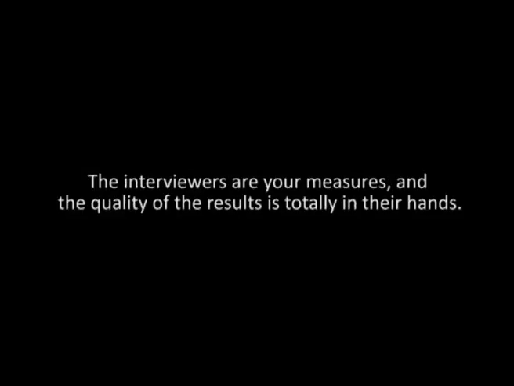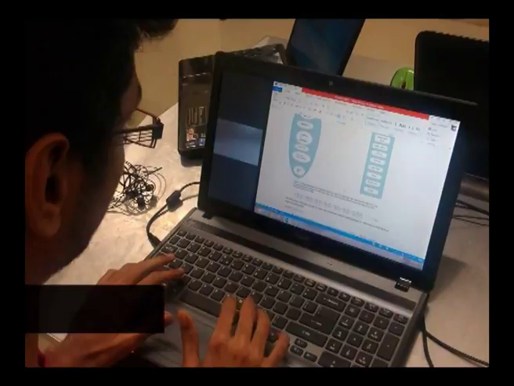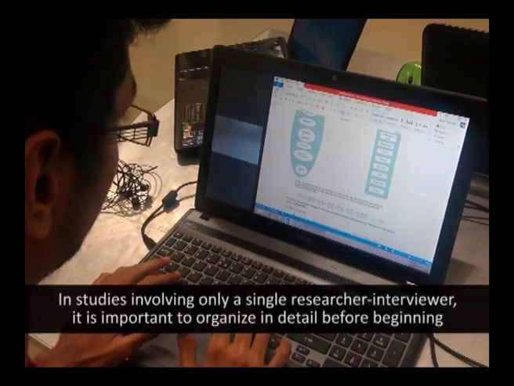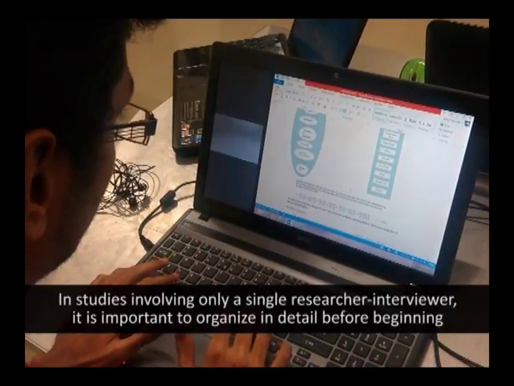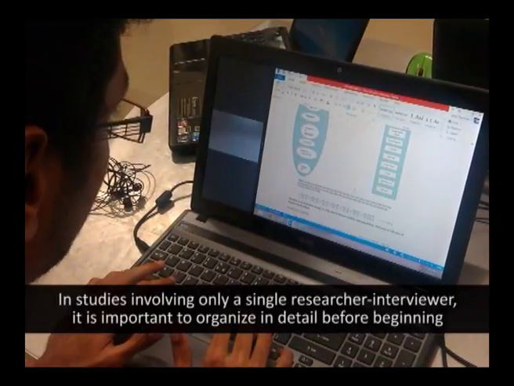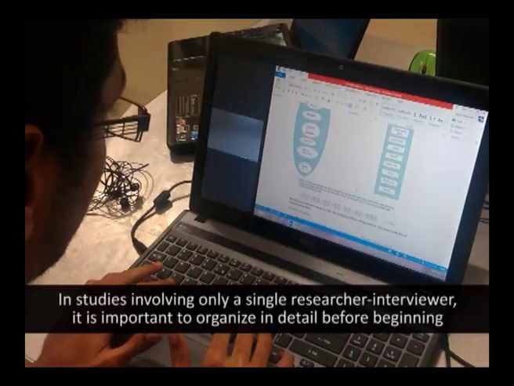Preparing the interviewers. One of the most important aspects of any interview study is the preparation of the interviewers themselves. In many ways, the interviewers are your measures, and the quality of the results is totally in their hands. Even in small studies involving only a single researcher interviewer, it is important to organize in detail and rehearse the interviewing process before beginning the formal study.